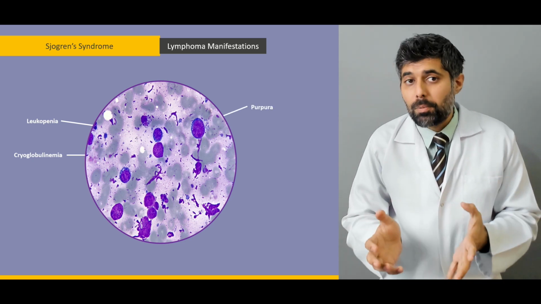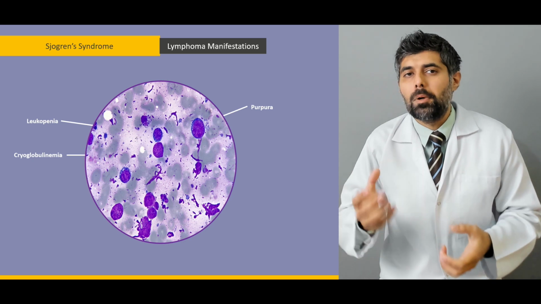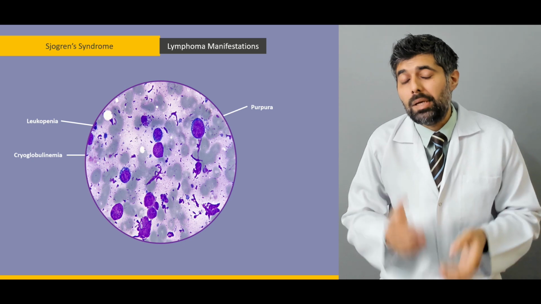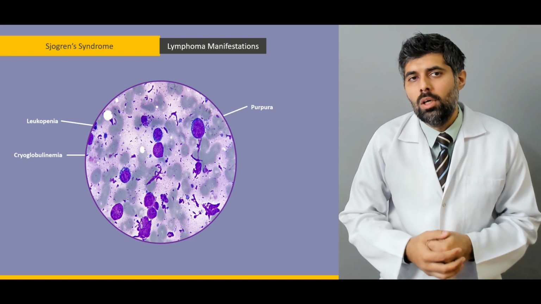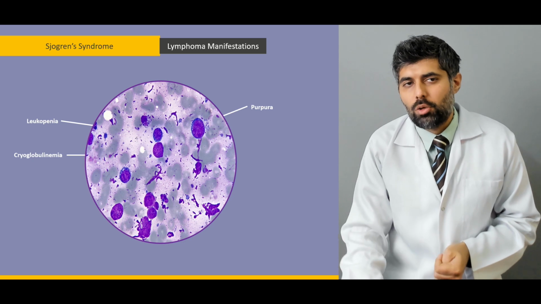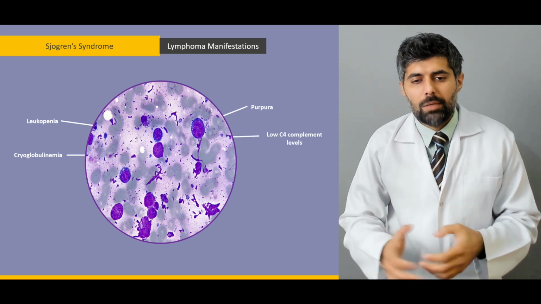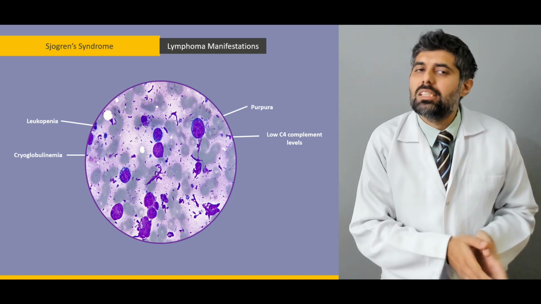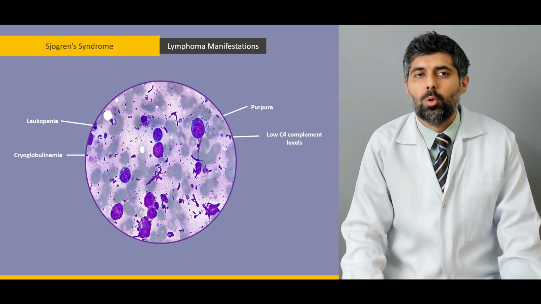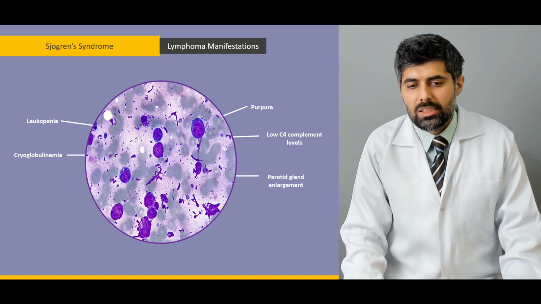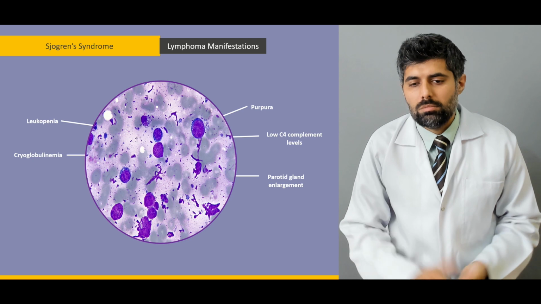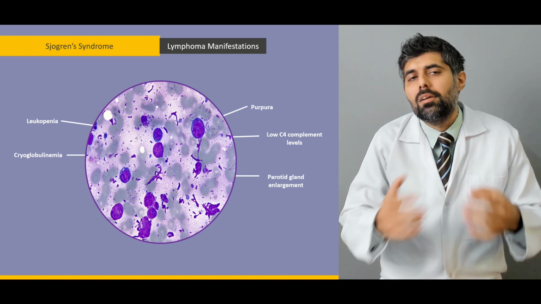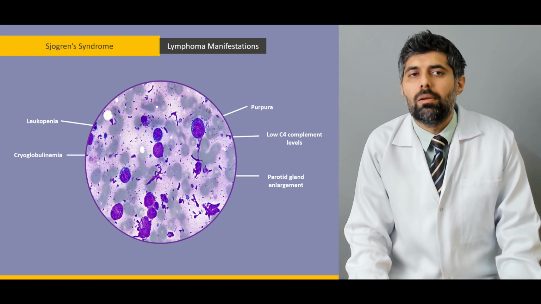Then we have purpura. Now this purpura, or purple discoloration on the skin, is again due to low platelet counts and the autoantibody nature of Sjogren syndrome. We sometimes also see low C4 complement level, that again is consistent with it being an autoimmune disease. Next, there's parotid gland enlargement. Now, this parotid gland enlargement usually goes hand in hand with formation of lymphoma.